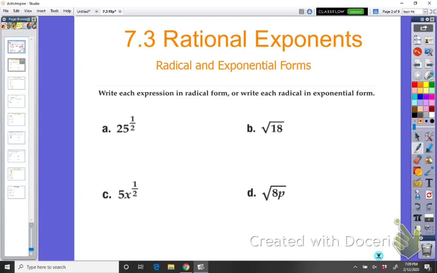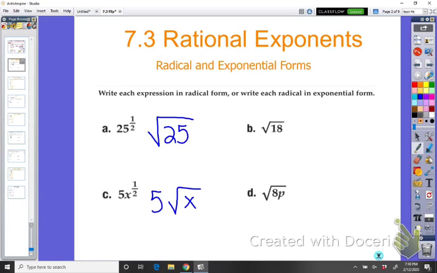So 25 to the 1/2 power. Anytime you see a 1/2, it's going to be the square root. And usually we might have a number here in the corner as a 2, but square roots, everybody knows. So we just leave it as the square root of 25. Down in letter C, only the x is being raised to the 1/2. So the 5 is not underneath the square root, only the x is. So 5 times the square root of x.